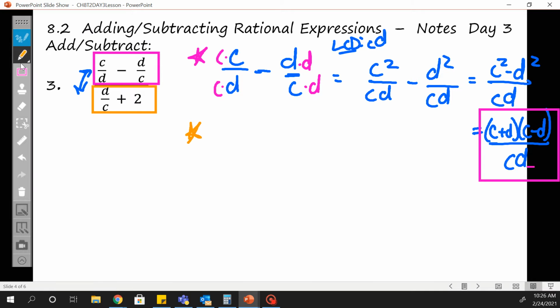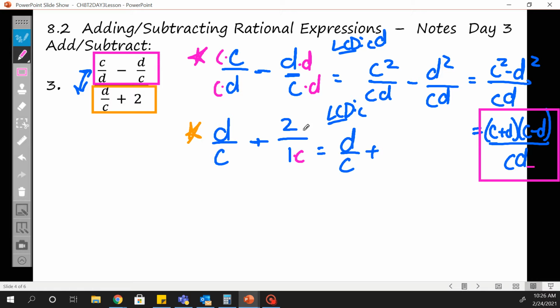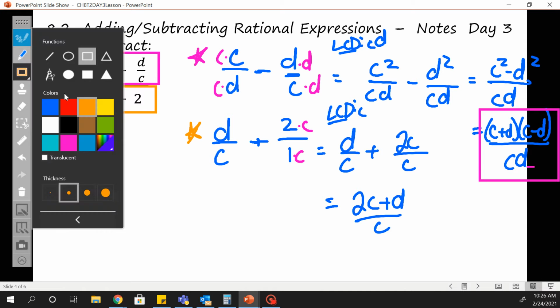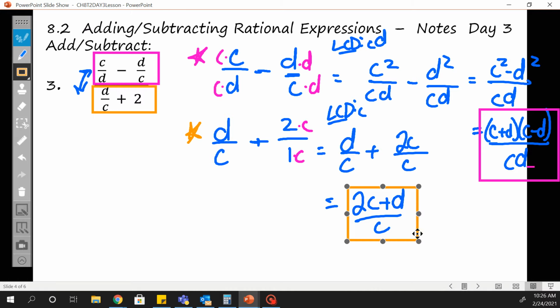Moving to the denominator, d over c plus 2 over 1 essentially, the LCD here would be just c. So the first fraction can stay the same because it already has a denominator of c. The second fraction, we would have to multiply by c. So this becomes 2c over c. Combine that into a single fraction, 2c plus d over c, standard form. So that would be our denominator.